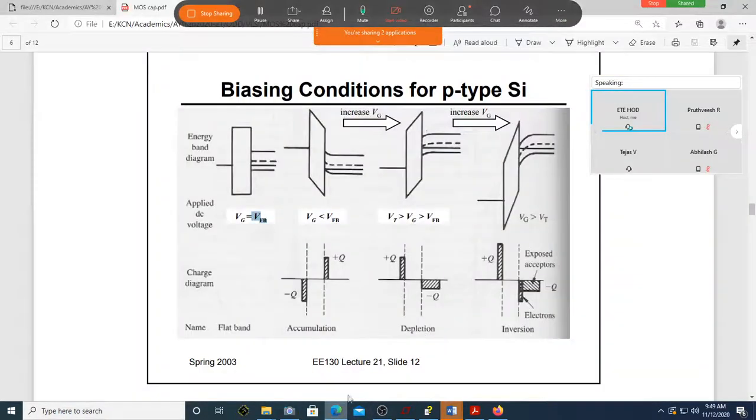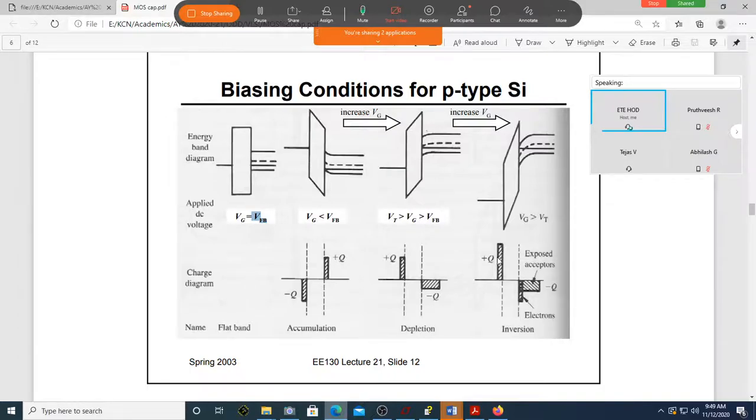See here? And if you apply more voltage, can you see this? This cannot extend for a longer width, because depletion width cannot increase infinitely. So there is a limit for this depletion width. Can you see the height of this Q plus and this Q plus? Is this more here? Yes, sir.